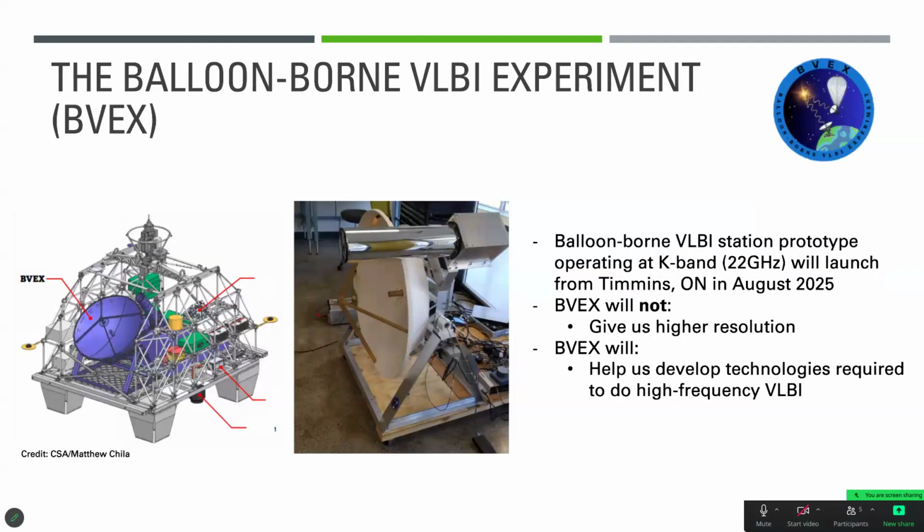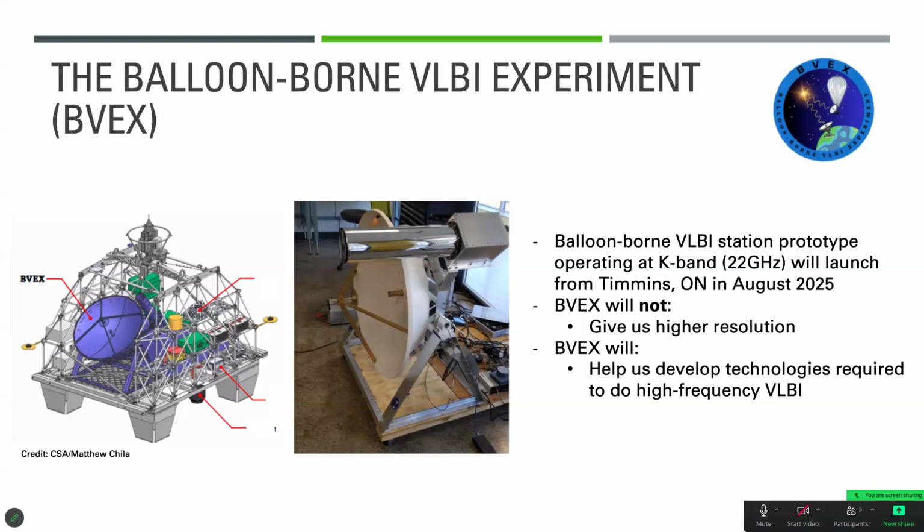So that's what we're working on here at Queen's. We're building a prototype for this. If you have a great idea and you don't have a lot of money, it's quite simple for the prototype. This prototype is called the Balloon-borne VLBI Experiment, BVEX for short. It will operate at 22 gigahertz. You'll notice this is 10 times lower in frequency than the BHEX. That's because we have to keep this simple. There's a lot of new technology we have to develop. BVEX will not give us higher resolution, but it will help us develop technologies required to do high frequency VLBI.